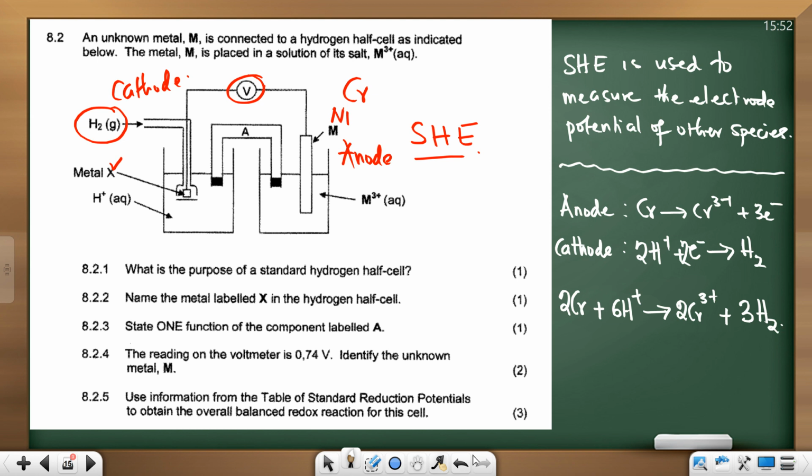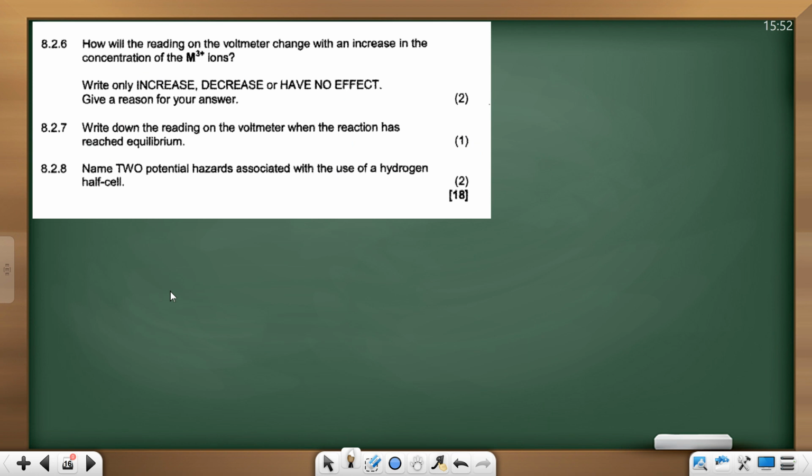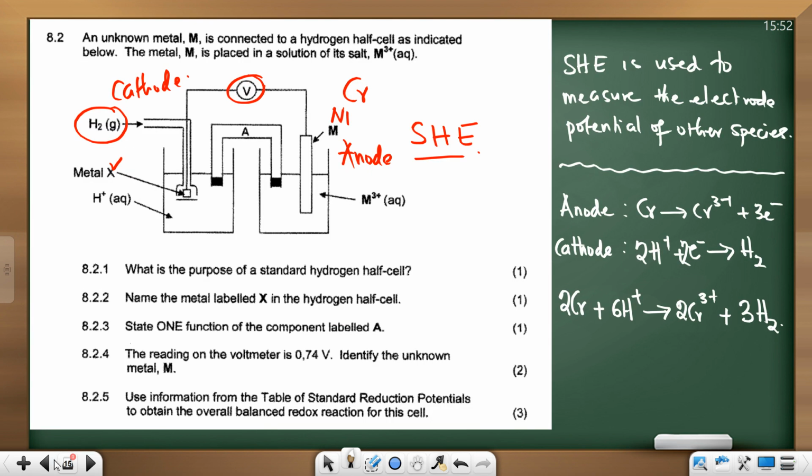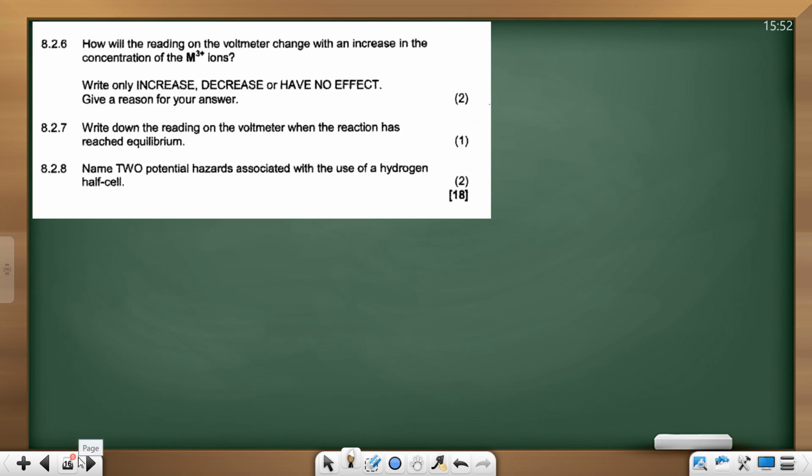All right, awesome. So we're good. Okay, let's move on. I want to go to electrolytic. How will the reading on the voltmeter change? All right, guys. When there is an increase of M3 plus ions, which one is our M3 plus? It is the anode. All right. Give me your answer. I just explained this a while ago. It will decrease. Thank you.